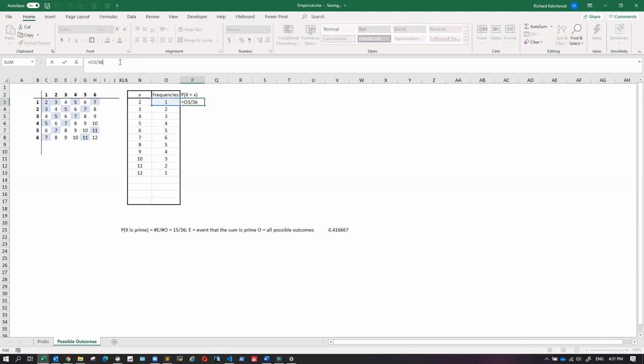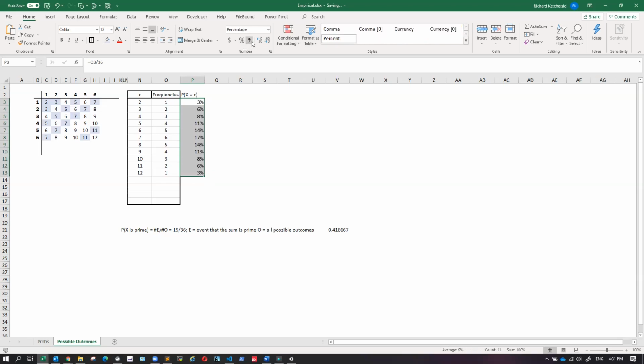Okay, and in fact, I could even do better. Let me do this. No, I'll just keep it 36. If I want to go back and do this again and change the number of sides my dice can have, then I'll have to modify this formula. So I can just pull this down like that, right? And I get all these other probabilities. So there's all the probabilities.